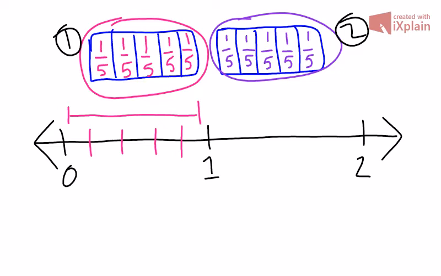So the next shape is the purple shape and blue shape, and it too has 5 sections inside of the whole shape. So I'm going to break this section into 5 sections as well.